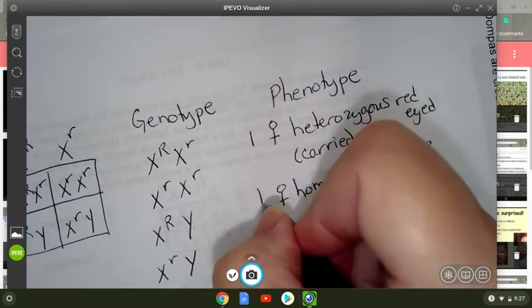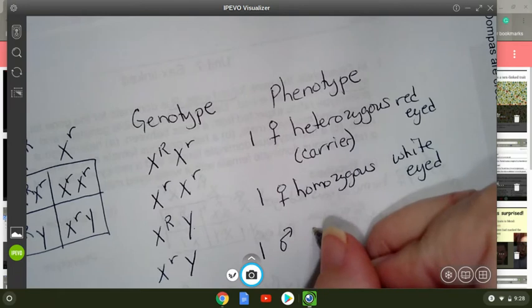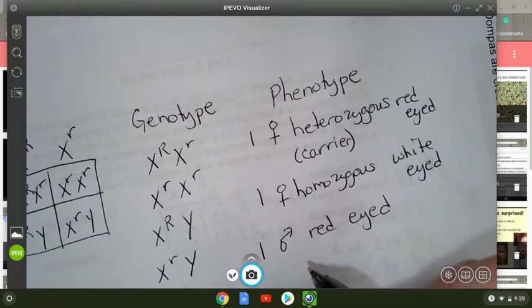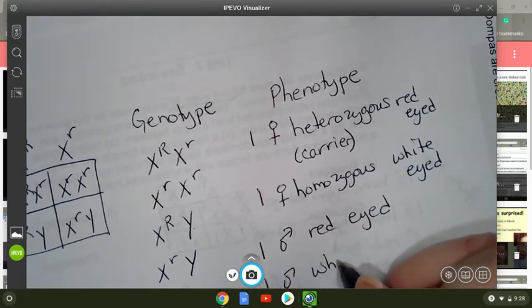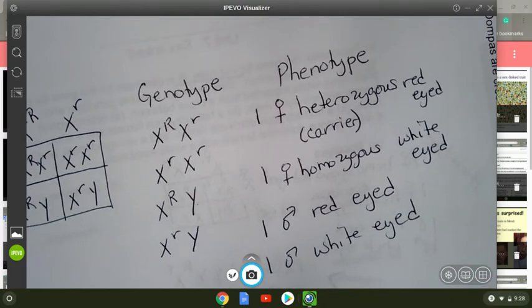This is a male. He is red-eyed because he has the big R. And the last one is a male, but he's white-eyed because he has a little r. Okay, so that's how you do the cross, then the genotypes, and the phenotypes.